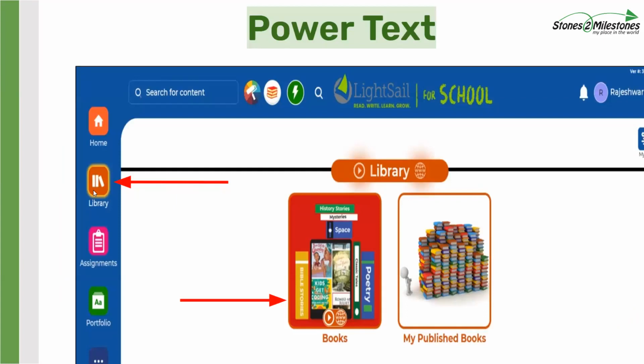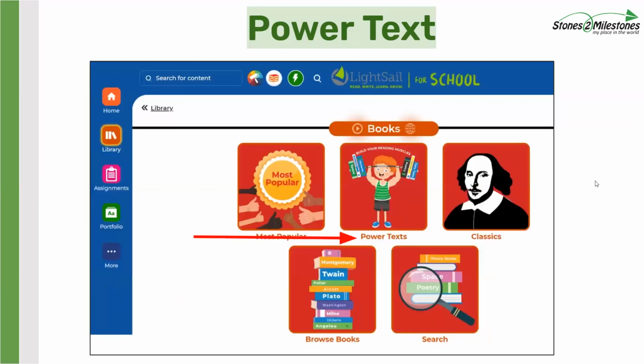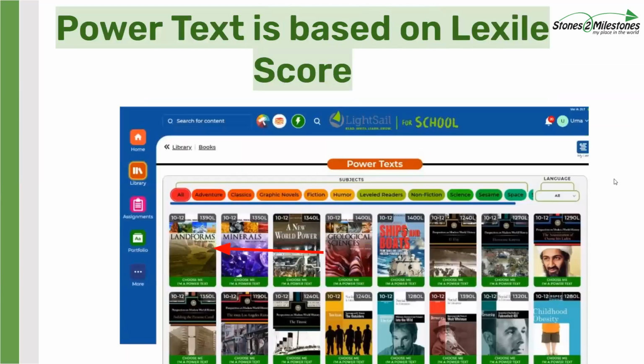So click on library. It will take you to the library. Here you can click on books. And then you can see this, where there's a little boy carrying a weight, which is made of books. That's your power text. Okay. And when you click on that, it will open a library full of books.